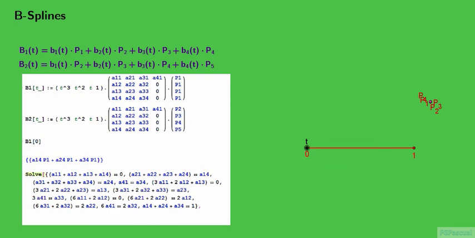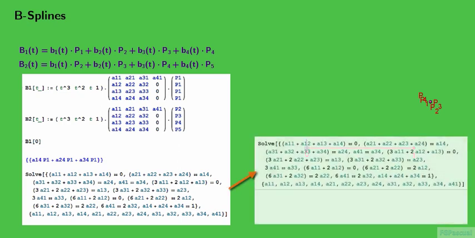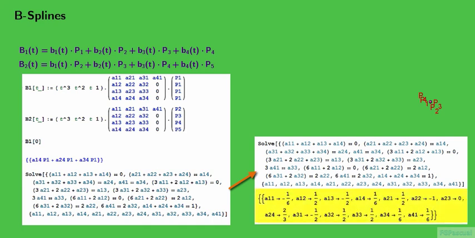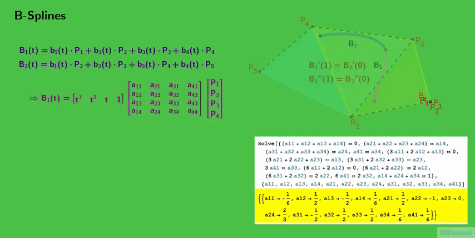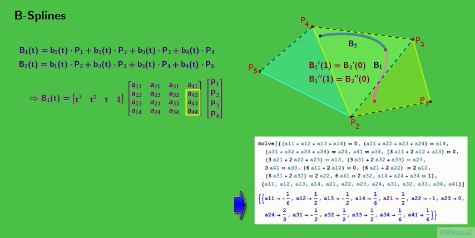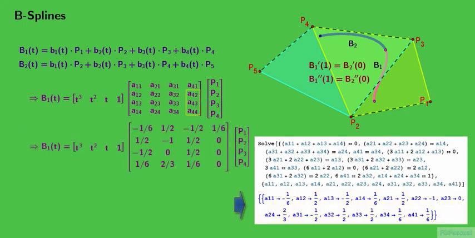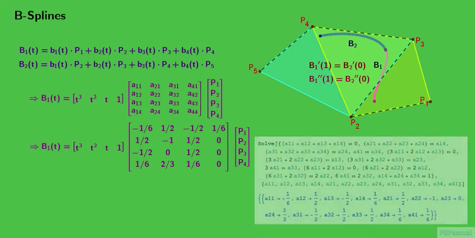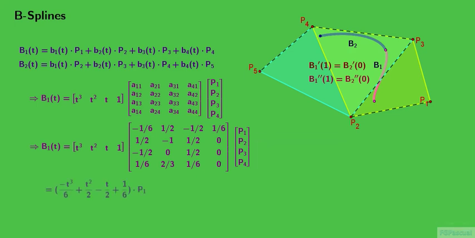To complete this solve command, we put in the unknowns, and we're just about ready to evaluate this command. And this is the result. Plugging these values into the matrix and recalling that these 3 entries are all equal to 0, this is what B1 of T looks like. And multiplying this out, we get the expanded form of capital B1 of T.